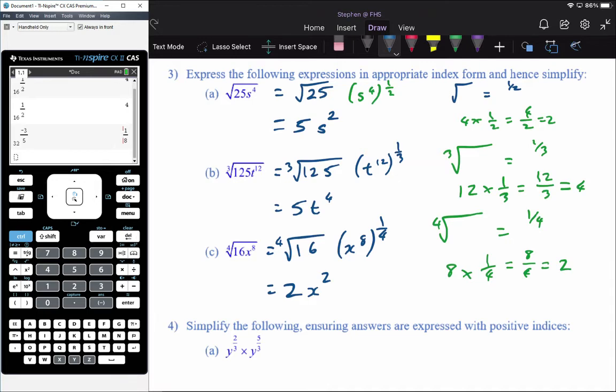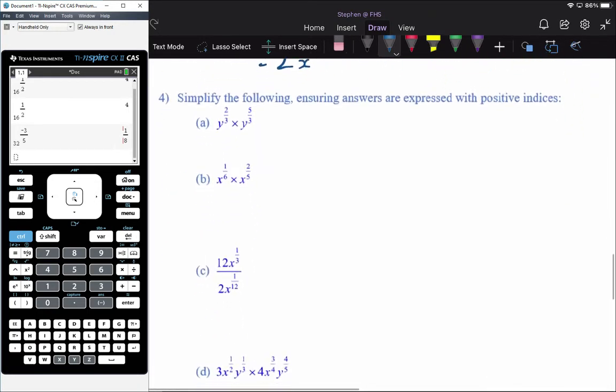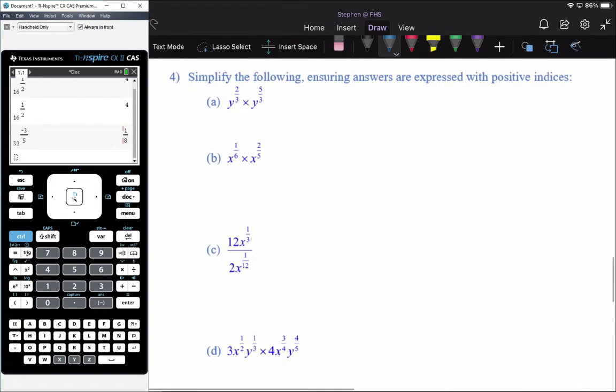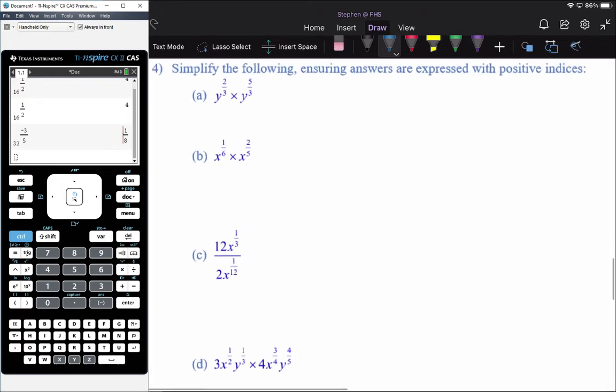Excellent. Now let's move on to the last section. Now this last section is a bit more tricky because it involves expressions being multiplied together. And when expressions are multiplied, remember your first index law, you got to add the powers together. So adding these powers together involves adding fractions, and adding fractions can be a bit tricky depending on the actual numbers and denominators. Right, so let's just jump right into it.